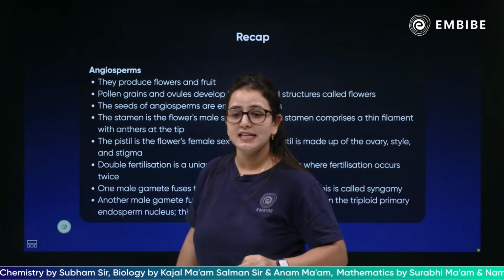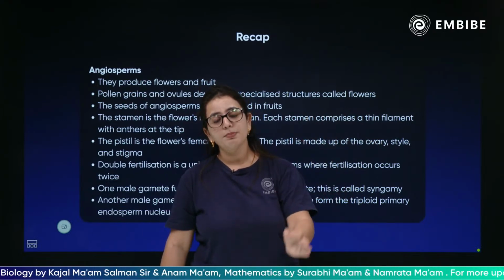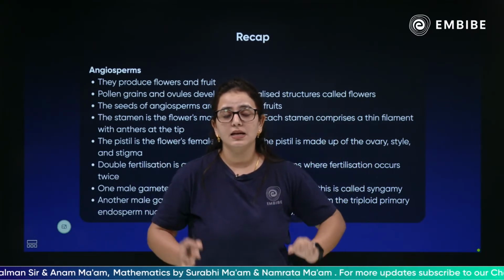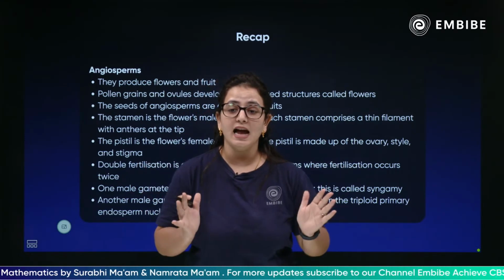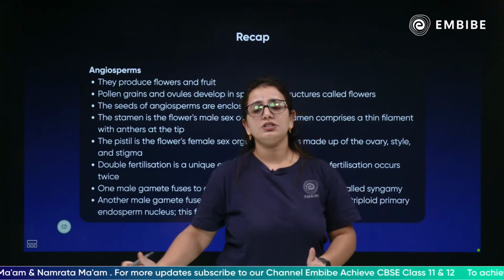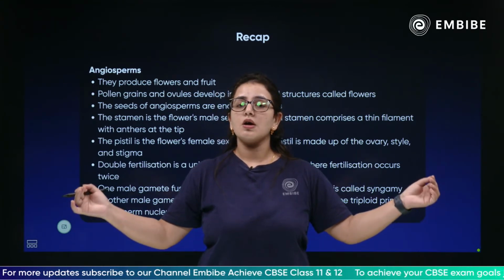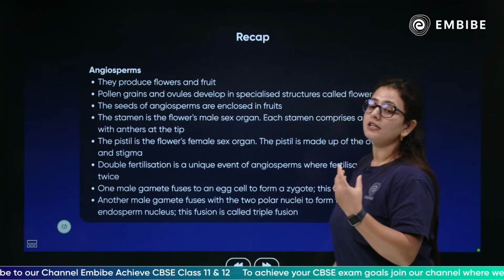If you have missed it, this session is already there on the dashboard of the Embibe app. Whenever you have time, you can go through it. All the important characteristics of the angiosperm have been discussed in that session, and the life cycle also, monocot seed, dicot seed, everything. So you can watch that whenever you want to revise that particular chapter.